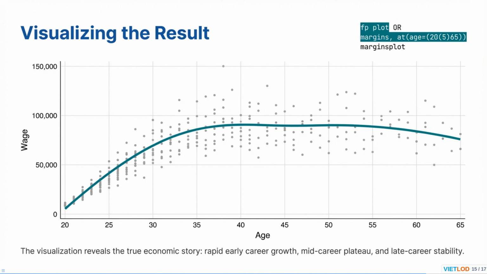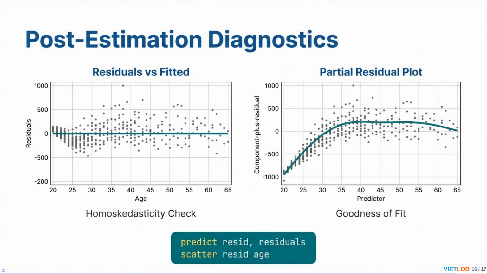This nuanced pattern, showing faster growth in early years, especially between 20 and 35, and then a flattening after age 45, is a classic finding in labor economics. Such insights would be missed by a simple linear model or misrepresented by a rigid quadratic one. The fractional polynomial has truly allowed the data to tell its own rich story. In Stata, you can easily generate this plot using post-estimation commands like fpplot or by utilizing the margins and marginsplot commands.